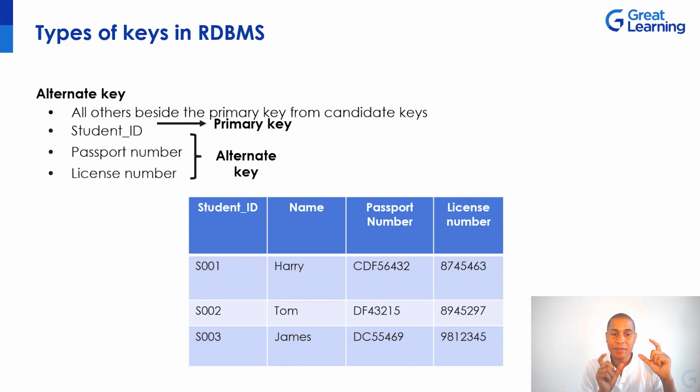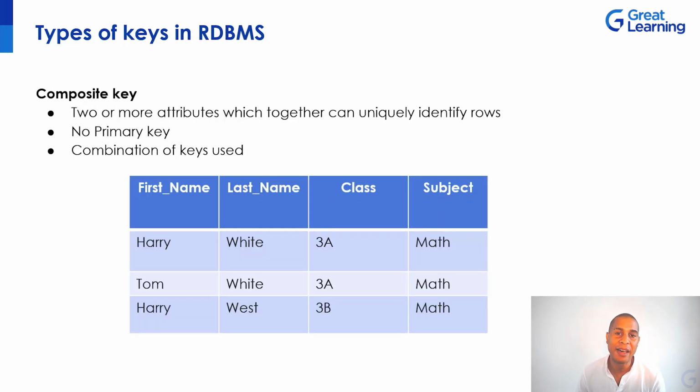So even though the primary key of that table that we chose is the student ID, we do have alternate keys that we can use for other purposes, such as passport number, which is unique, and license number, which is unique. So now we talk about composite keys.